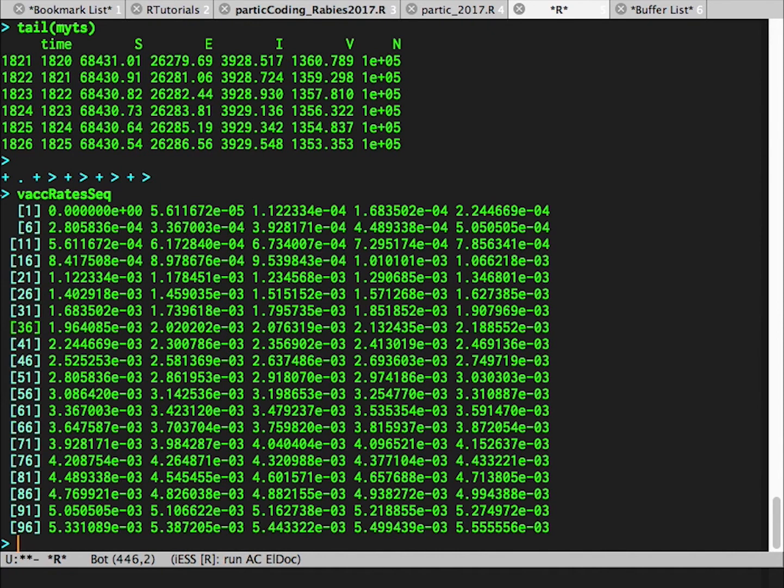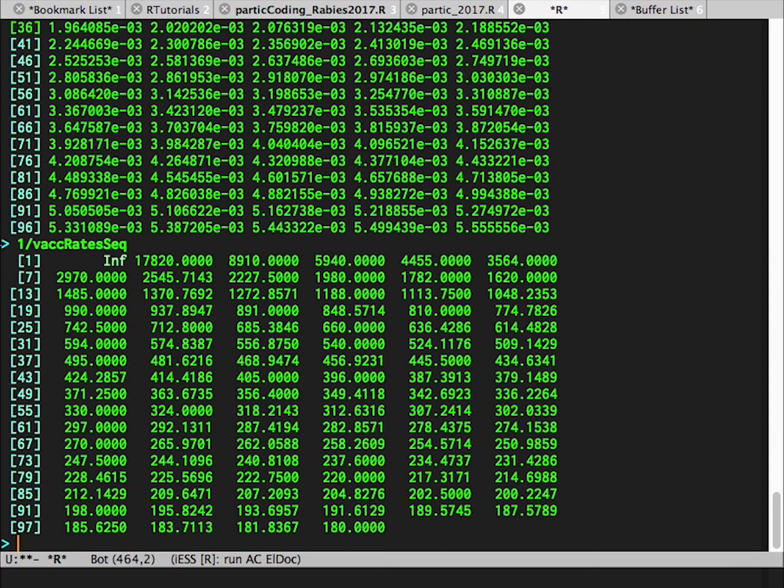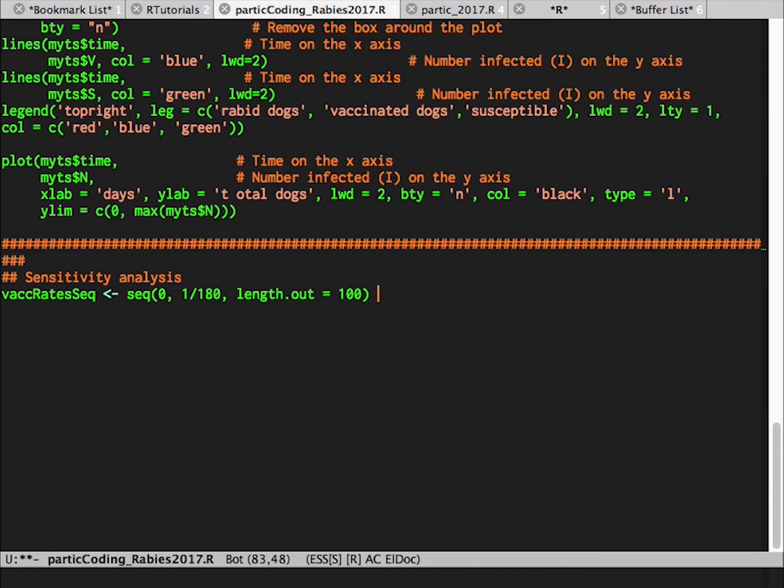Okay, so what is this? This is all the different vaccination rates we're going to try. And maybe it's easier to read it like this: how long on average, in days, an animal spends until it gets vaccinated? We're starting at basically it never gets vaccinated, all the way up to it gets vaccinated within six months on average. Okay, and we're going to try those out and see what it does.